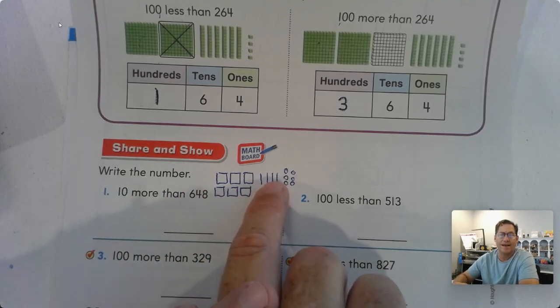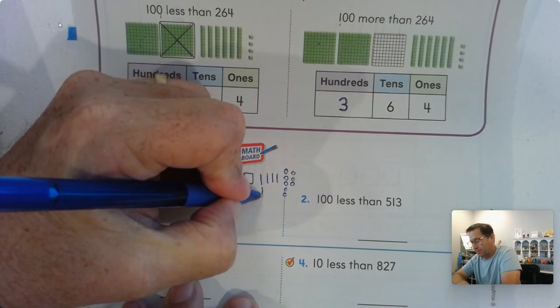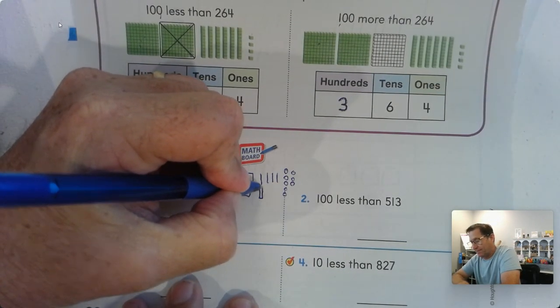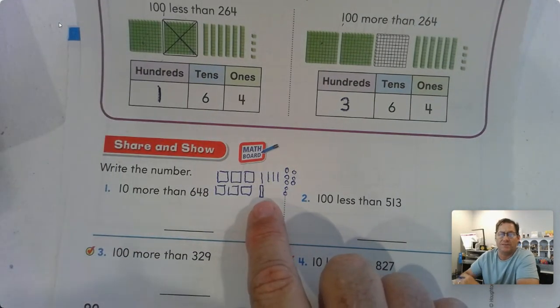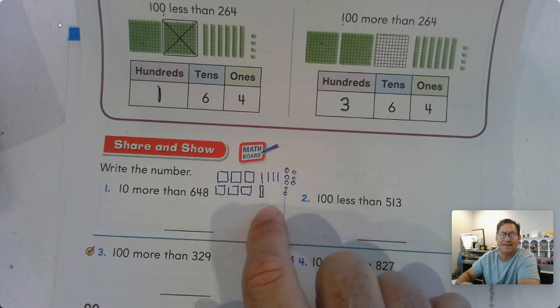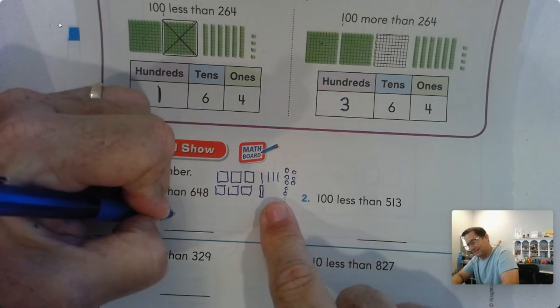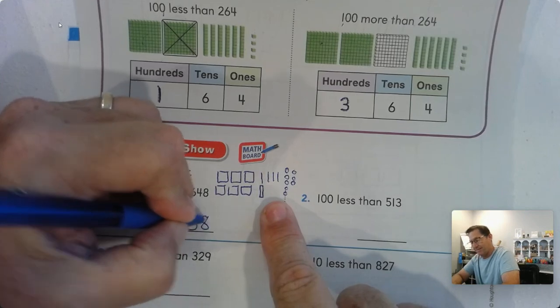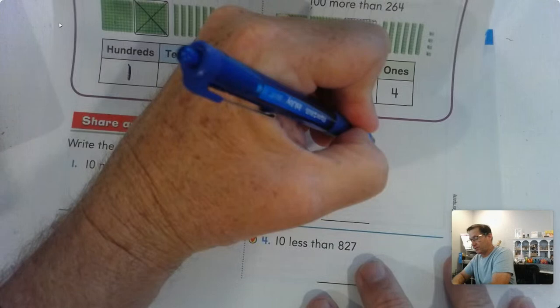So we have 648 and we have to add an extra 10. I'm going to go ahead and make it like a rectangle in a sense here to show that I'm adding the 10. So now I have 1, 2, 3, 4, 5 tens. So we have 658. 100 less than 513.